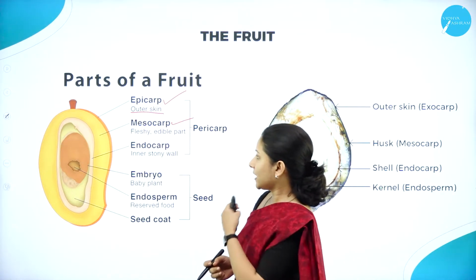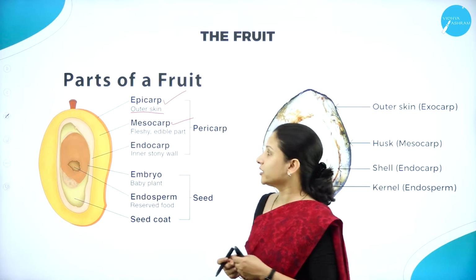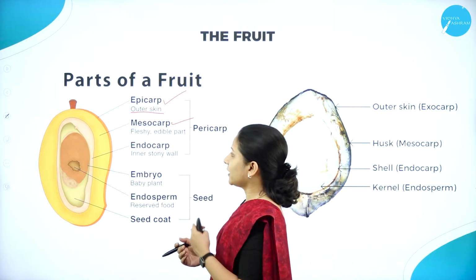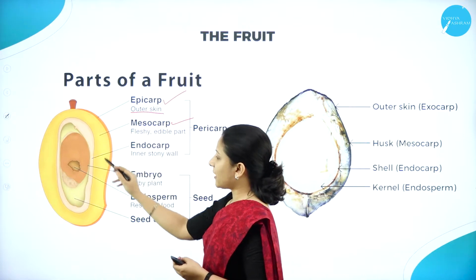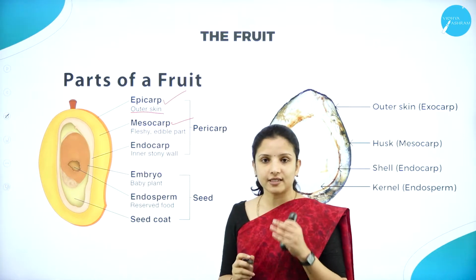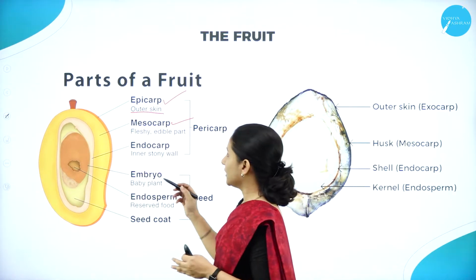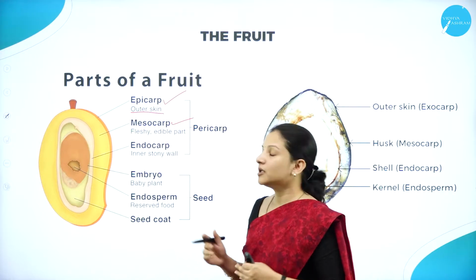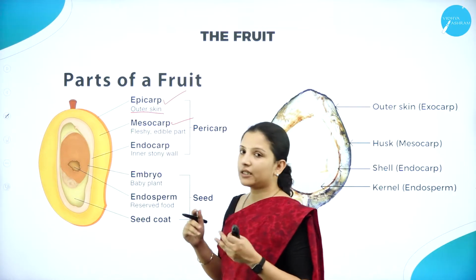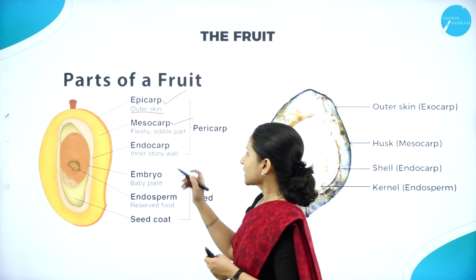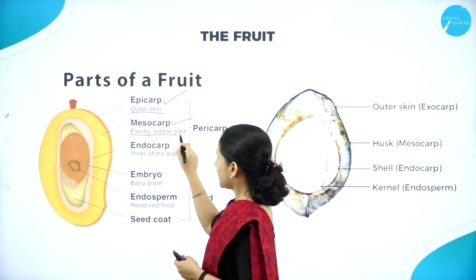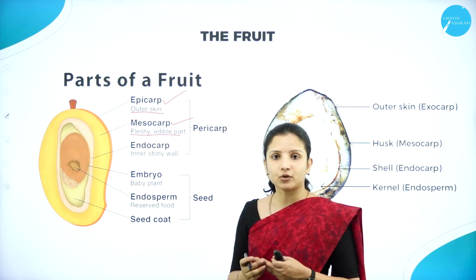So if I take the example of a mango here, the outer skin is the epicarp, and the inner fleshy part that we usually consume, which is yellow or orange in color, is the mesocarp. So mesocarp is the middle layer. Meso means middle. So mesocarp is fleshy and is the edible part of the fruit.